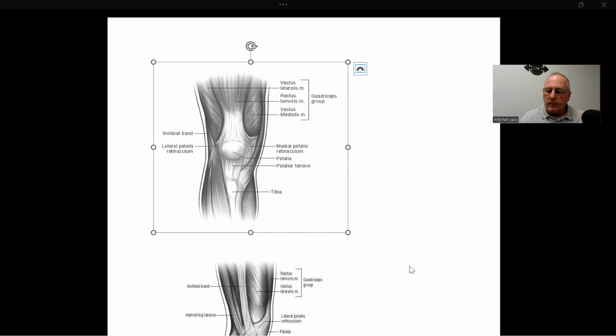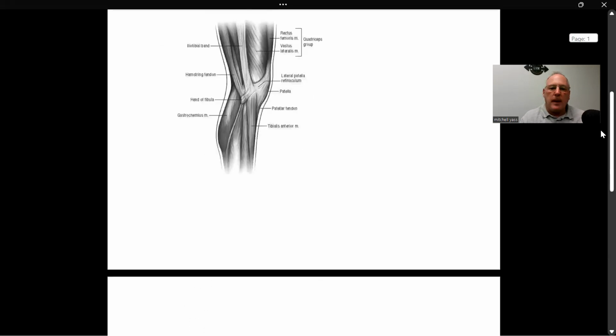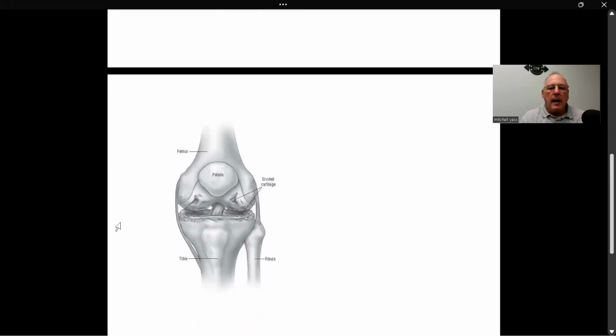Now, the knee joint. We're going to look at the knee joint, and we're going to see that the kneecap actually sits in between these two endpoints of the thigh bone, the femur, which are called condyles. So the space between them is known as the intercondylar groove. When the knee is bent, the kneecap stays in the intercondylar groove and tracks through there.